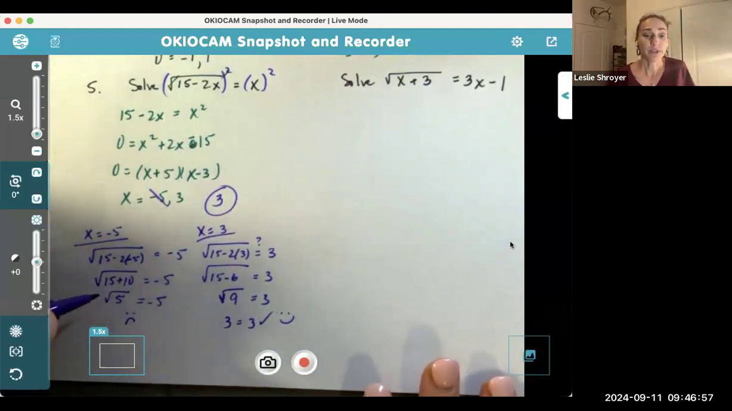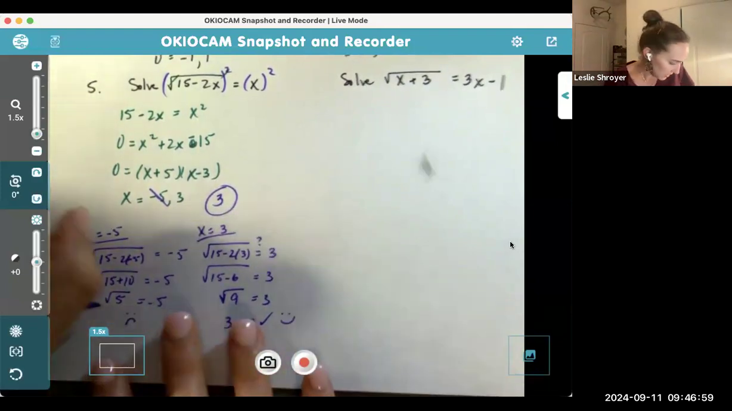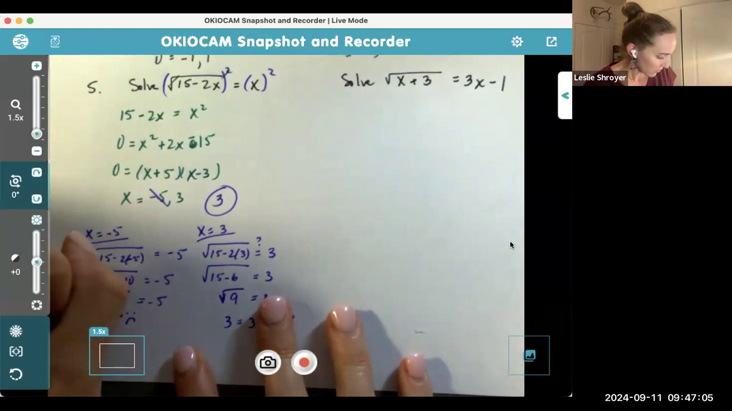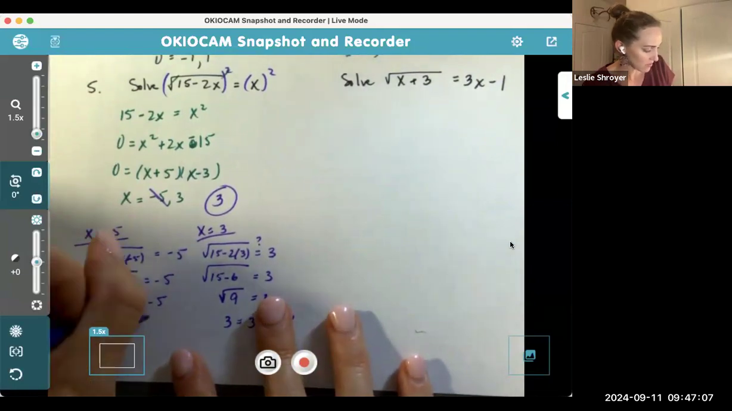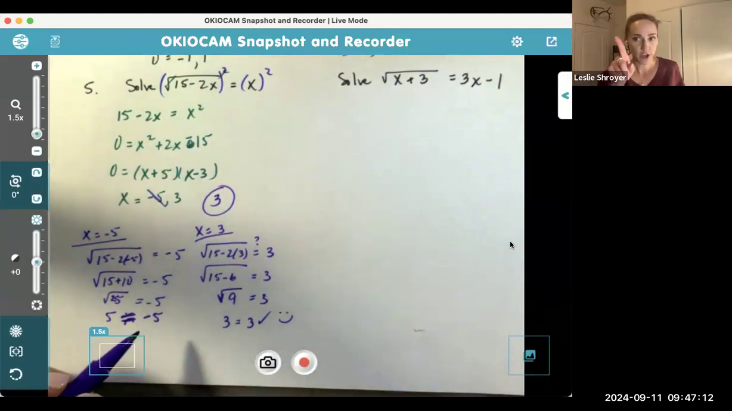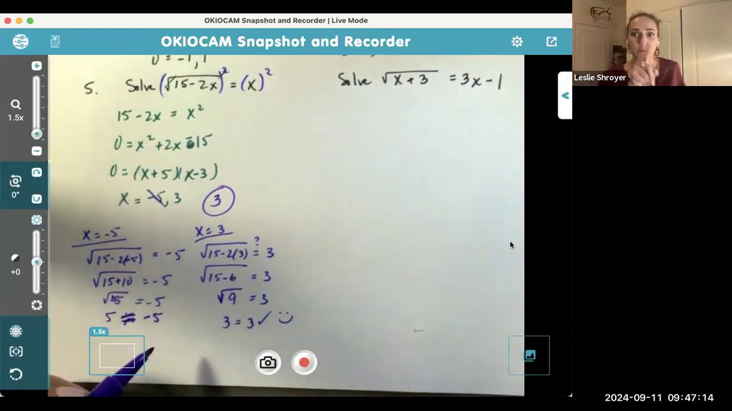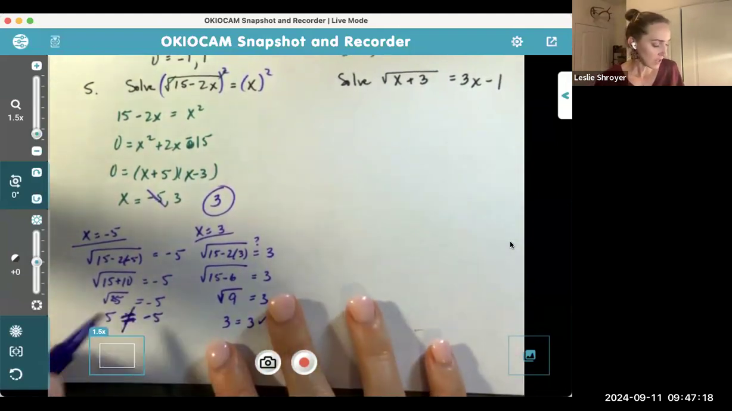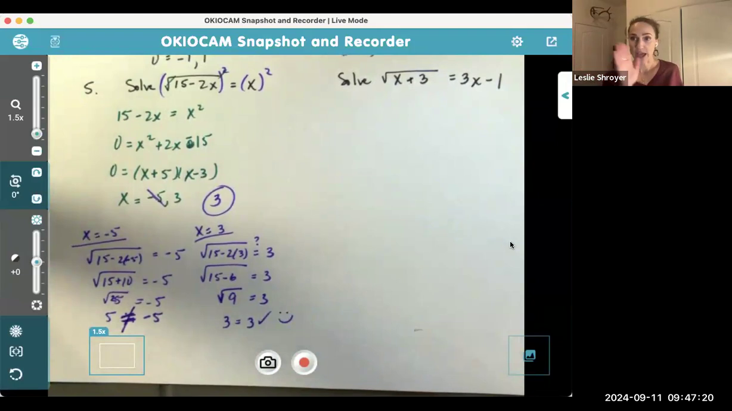So that is 15 plus 10, to give me a square root of 25. In that case, the square root of 25 is 5. But even with that being said, thank you for fixing my mistake. 5 is not equal to negative 5. So still negative 5, no dice.